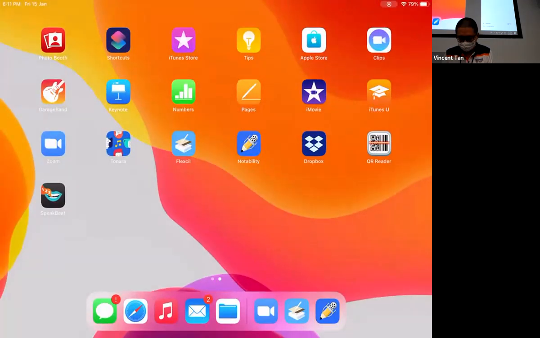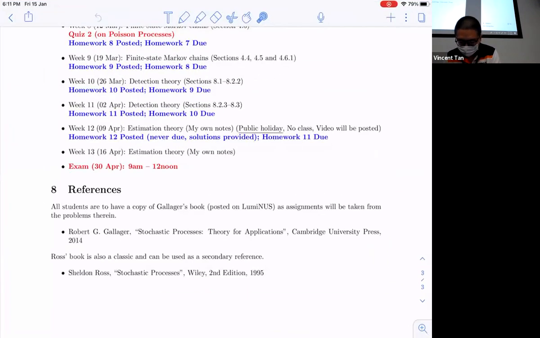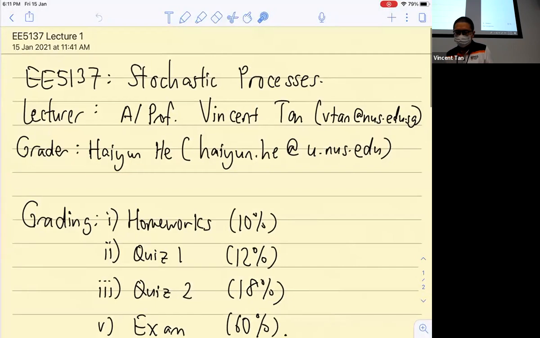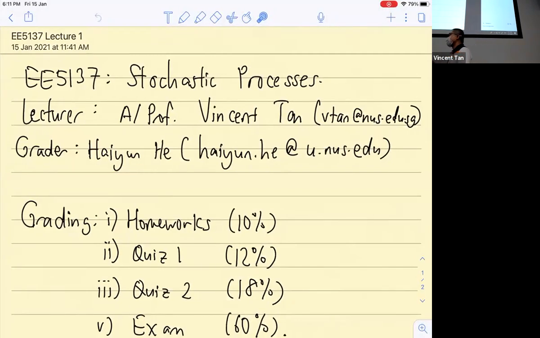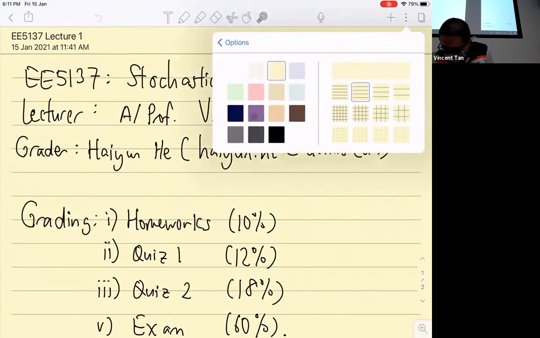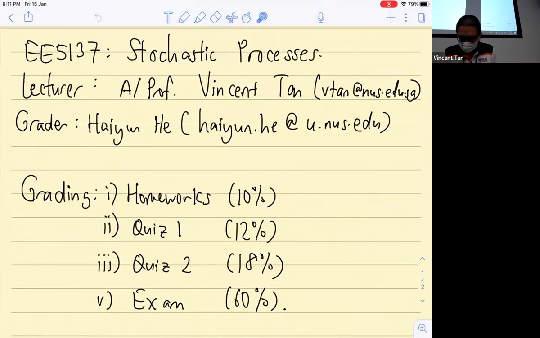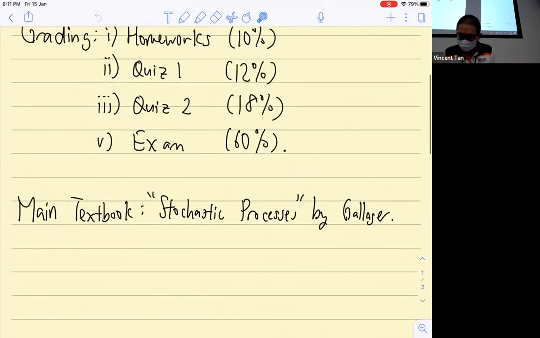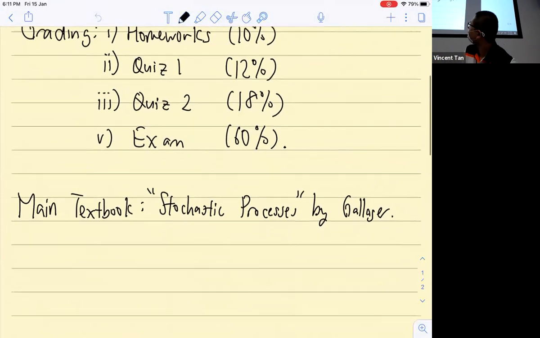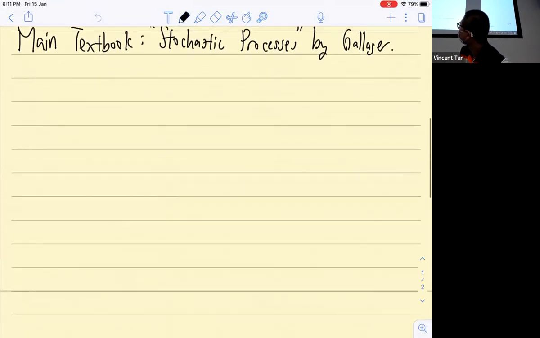Okay, so this class is on stochastic processes. We will learn about random variables, and stochastic process is really about many random variables. Okay, infinitely many random variables. So how do we deal with infinitely many random variables? So these are just some things that I've already said. So this is the main textbook. Okay, so if there are no issues, I will go ahead to talk.